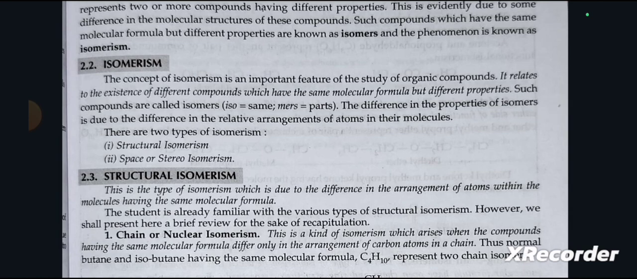2.2 Isomerism. The concept of isomerism is an important feature of the study of organic compounds. It is related to the existence of different compounds which have the same molecular formula but different properties. Such compounds are called isomers. Iso equals same, mers equals parts. The difference in the properties of isomers is due to the difference in the relative arrangement of atoms in their molecules. There are two types of isomerism. First is structural isomerism, second, space or stereoisomerism.